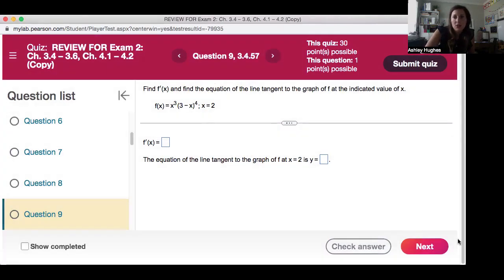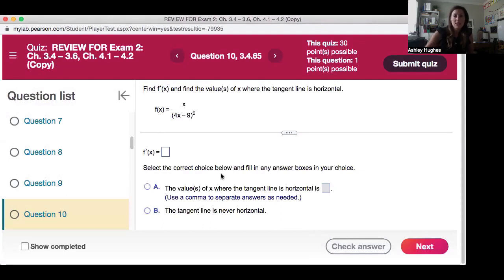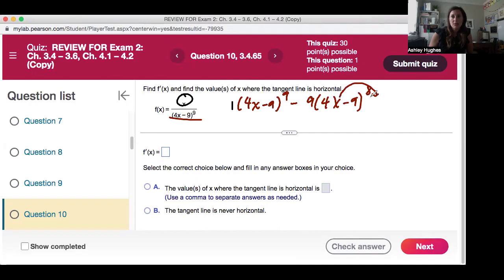Number 10, we're a third of the way through the review. If I'm going too fast, always pause it at any given moment and or reach out to me with questions. This one, I'm not going to rewrite it because there's a function of x on top, not just a constant number. So we're going to do quotient rule. So I have derivative of the top times the bottom minus the derivative of the bottom, which is the chain rule. So it's an 1/8 and then times the 4 times the top all over the bottom, squared.